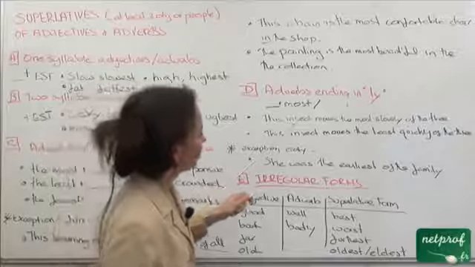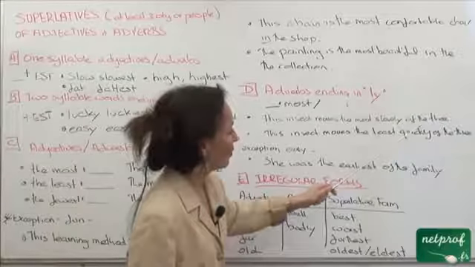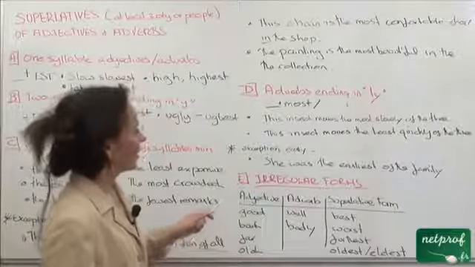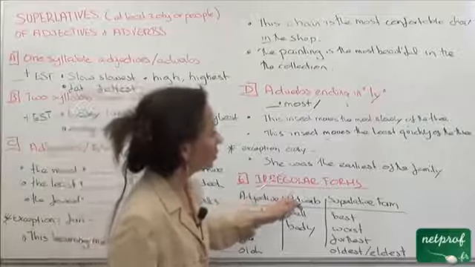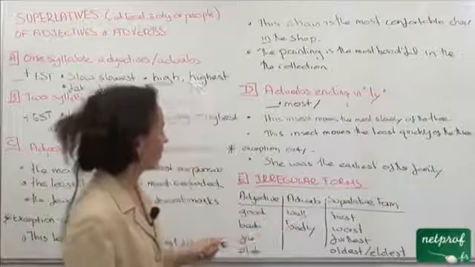This insect moves the most slowly of the three. This insect moves the least quickly of the three.